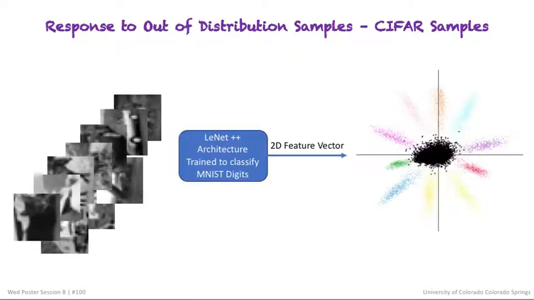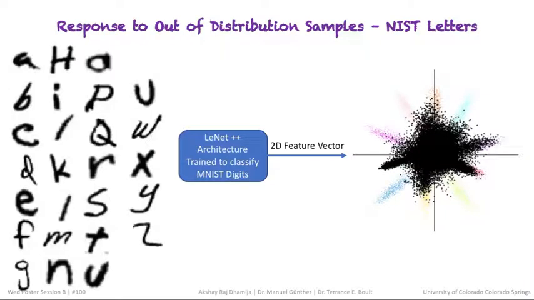Now let's consider the response of such a network to non-MNIST or out-of-distribution samples. Here we use the CIFAR images and pass them through the network trained to only classify the MNIST digits. The CIFAR samples are represented as black dots. Another example with the Roman letters.